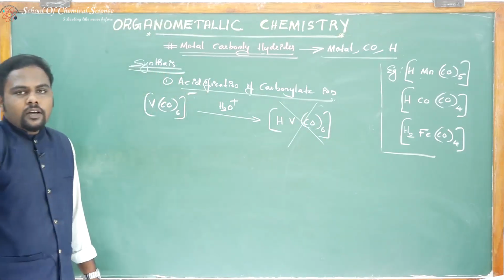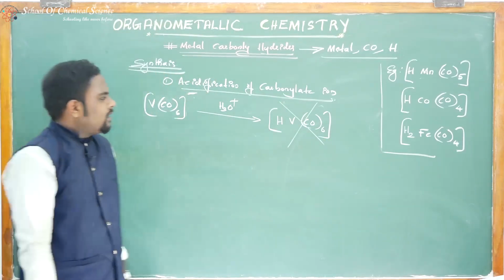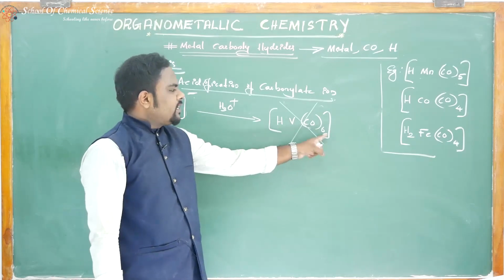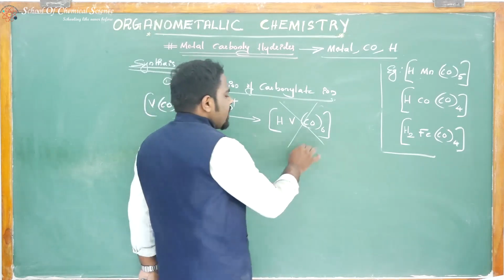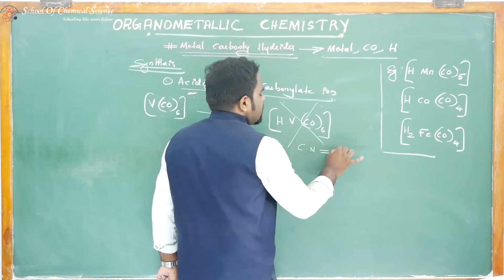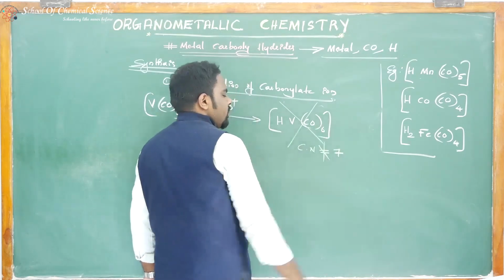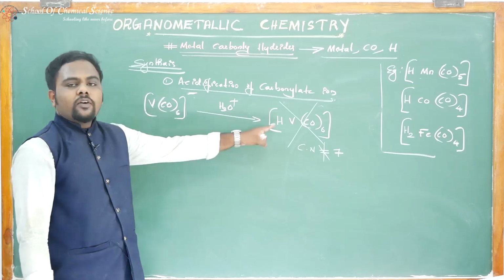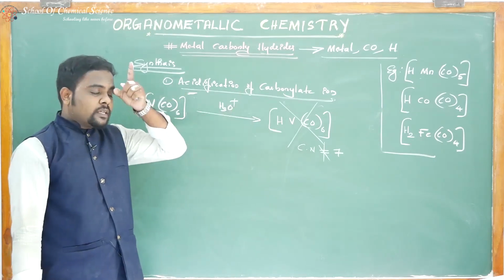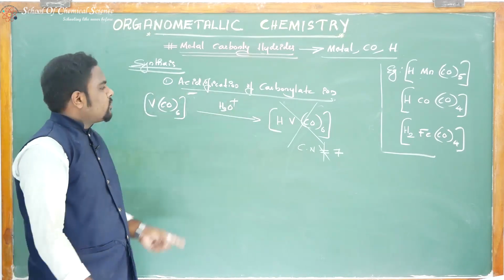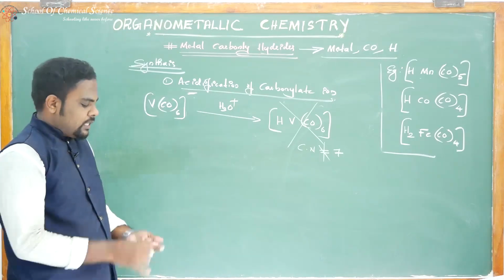What is the reason? Because here vanadium would have coordination number 6 plus 1, that is 7. Coordination number equal to 7 for vanadium is not possible. We already discussed this case in the previous lectures. So this reaction does not take place.